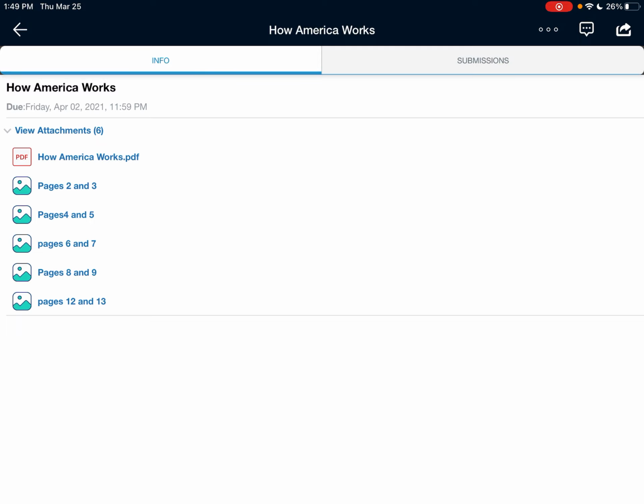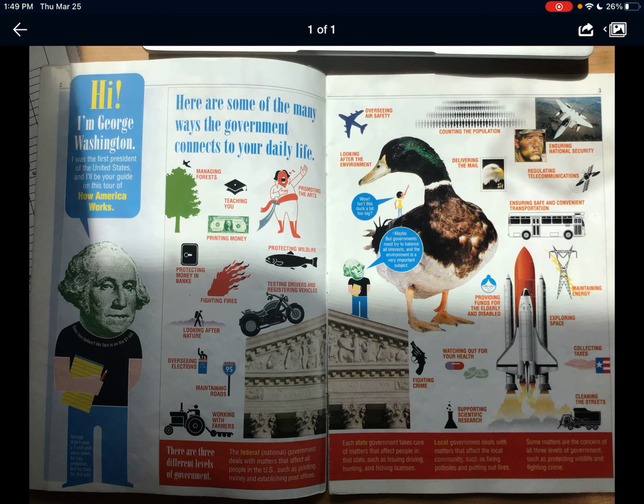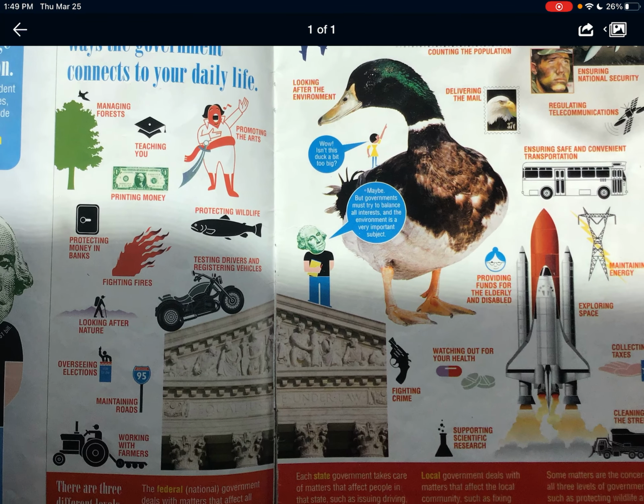Okay? No, it's not as big as it might seem. It's not going to take you very long to do this at all. So please be patient with me. So, How America Works. Take a look at pages 2 and 3. What I'm asking you to do is just name 5 things from these 2 pages that the United States government does for us.